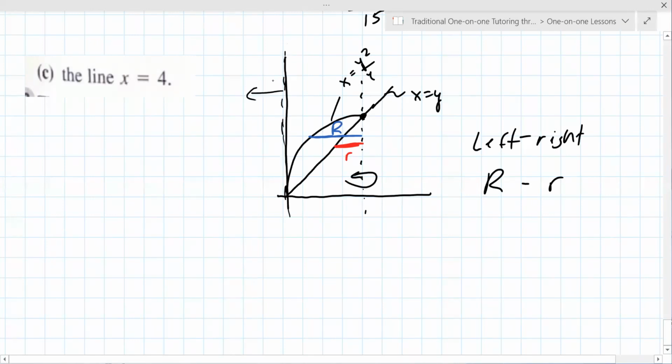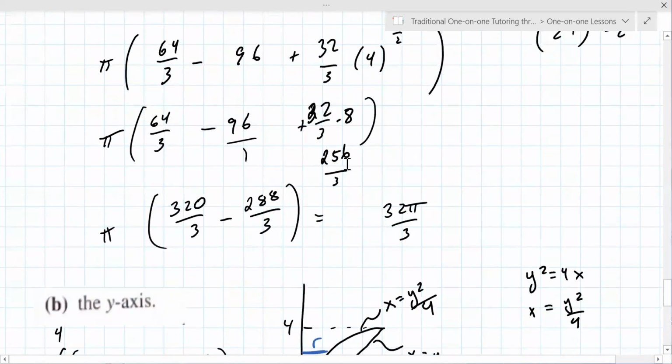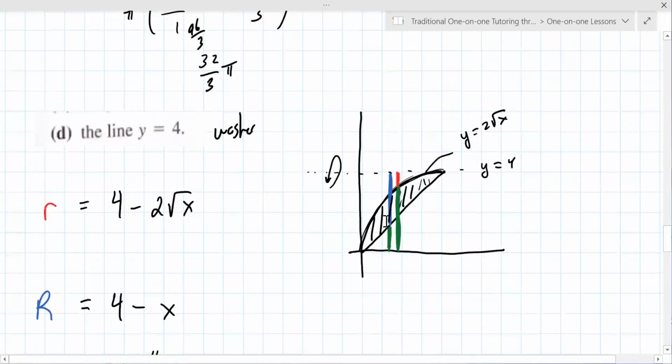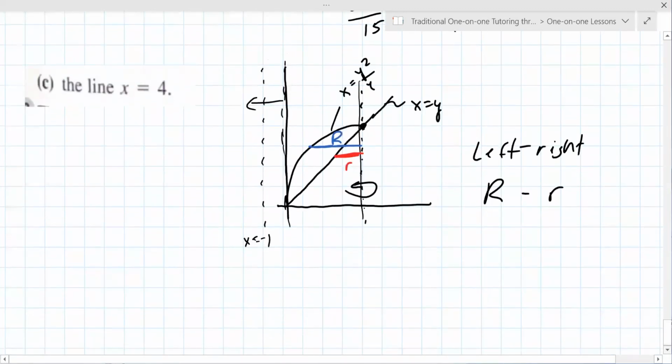If it continues moving that way, like let's say it was x equals -1, it would still be right minus left. But because we're overlapping it, for the one where it was y equals 4, it was bottom minus top. Let's go back and look. Part A was top minus bottom. So for the ones where you have a line, you just basically flip them. Okay, that makes more sense. That's just how I'm going to remember it.